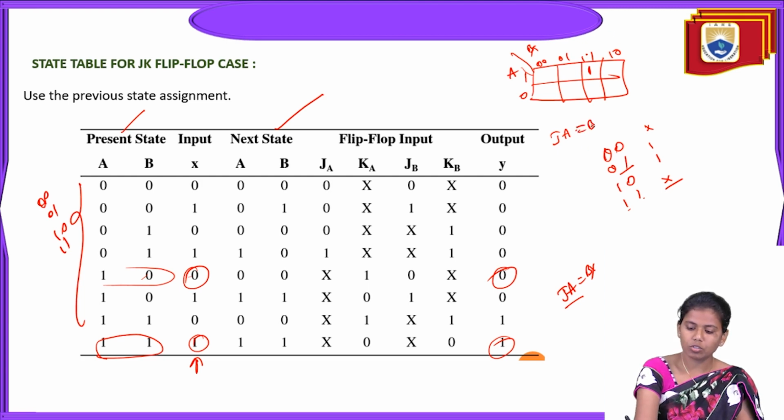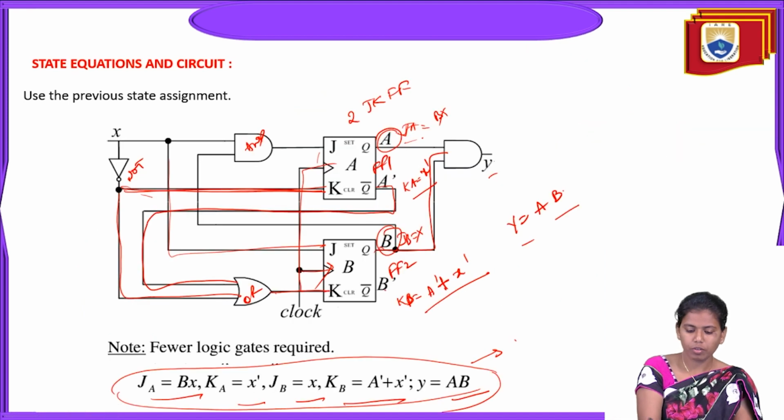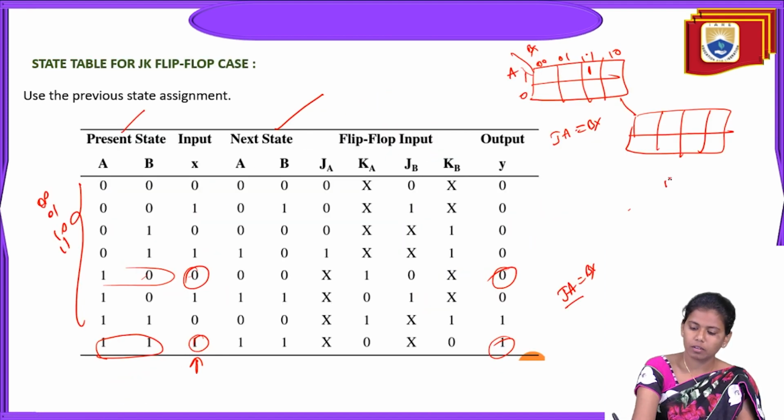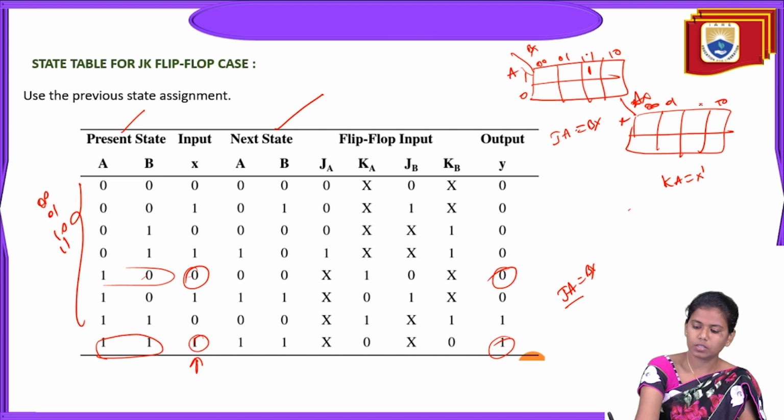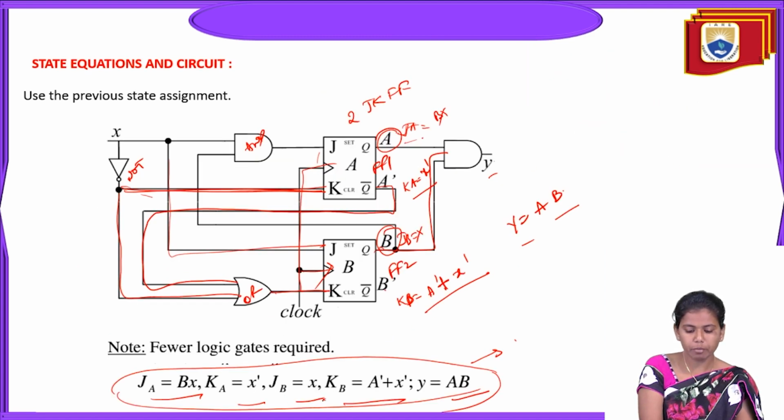So JA is equal to BX, and the next Karnaugh map should be drawn with respect to the expressions that we got. So we got K is equal to X bar. KA is equal to X bar. So X, this is AX, so 0 0, 0 1, 1 0, 1 1. It is 0 and it is 1 1 and it is 0. So it is X bar, right? So X bar is somewhere around here. We got this from over here, and then what we got, JB is equal to X.